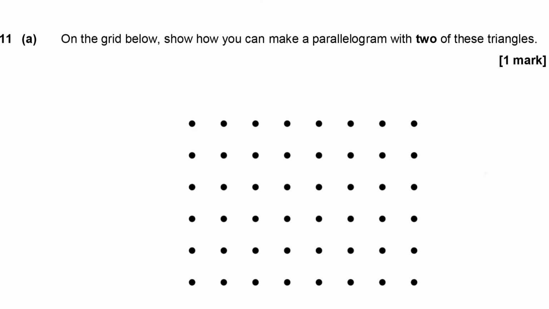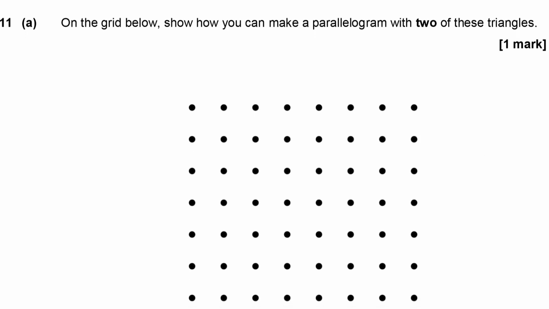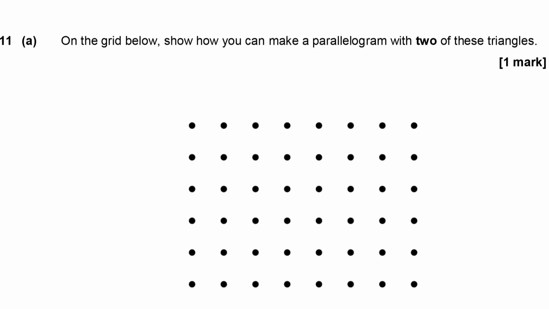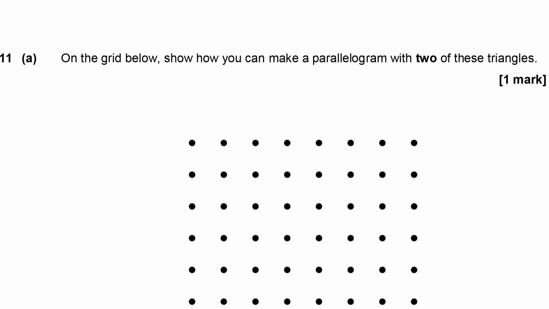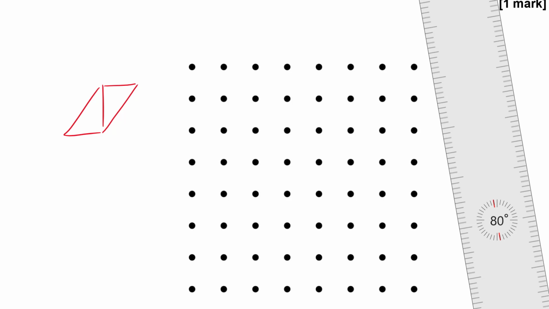On the grid below, show how you can make a parallelogram with 2 of these triangles. Okay, well I can make a parallelogram out of 2 triangles by taking one triangle like that and another one and just flipping it around. So I've got one like that, haven't I? Okay, so it's a good idea to do a little sketch on the left before you start on your dotted paper, because otherwise you might be in danger of making a bit of a mess of it.